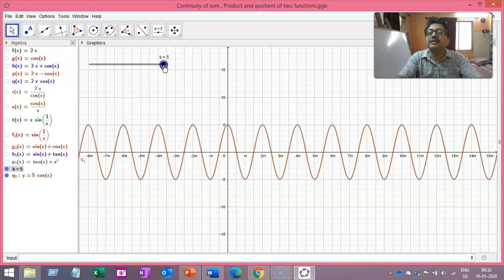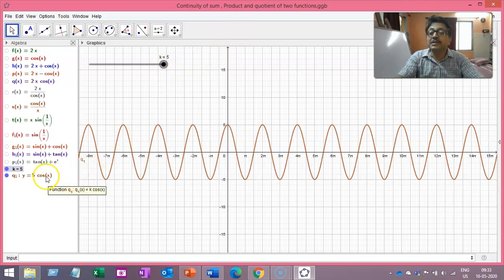This slider is fully used, so it is 5 cos x. This is also continuous. In theory class, we normally say this; you can consider this a mathematics practical class. Here we are showing everything with the help of GeoGebra, a dynamic software, so I am using this like your practical classes. Everyone can perform this practical at home.